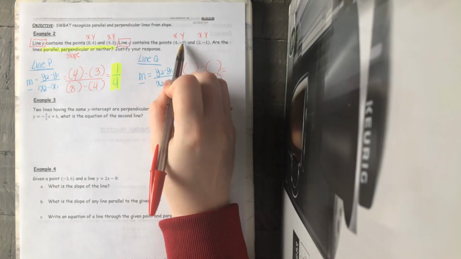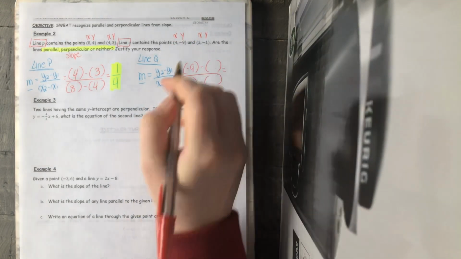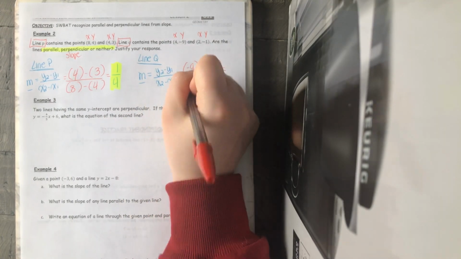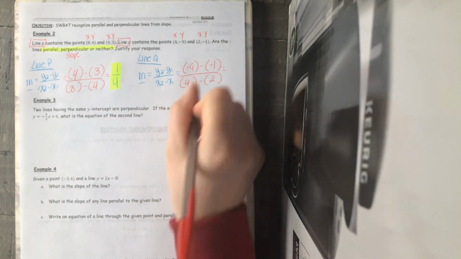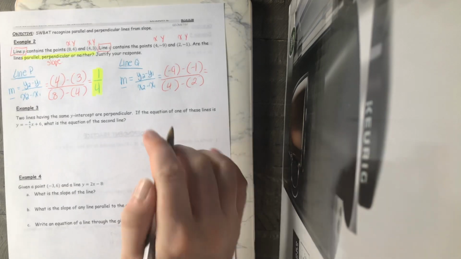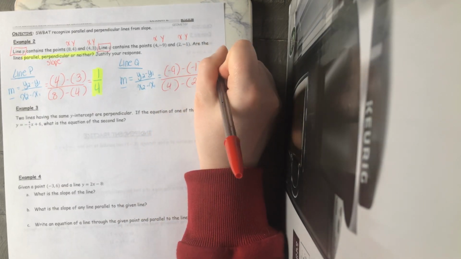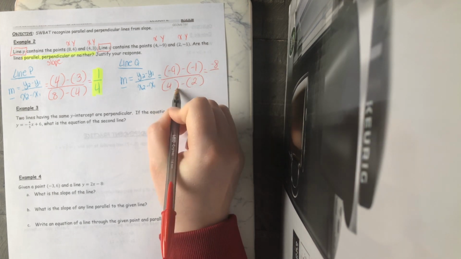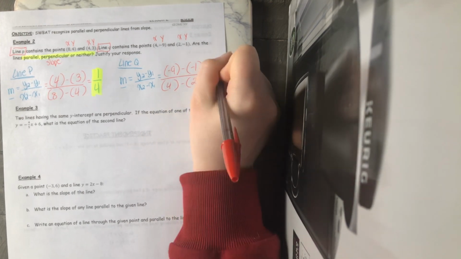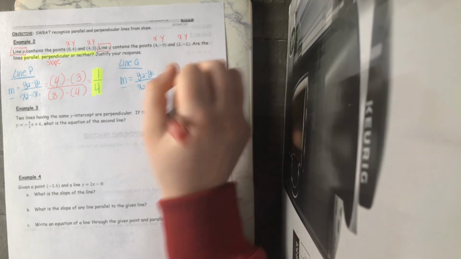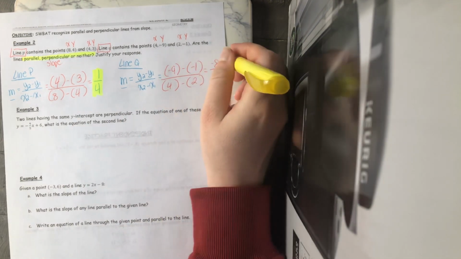The first y is -9. The next is -1. My first x is 4. My second is 2. When I plug in on top, -9 minus -1 is -8. And then 4 minus 2 is 2. And I can simplify this, but again, it's going to be negative 4 over 1.